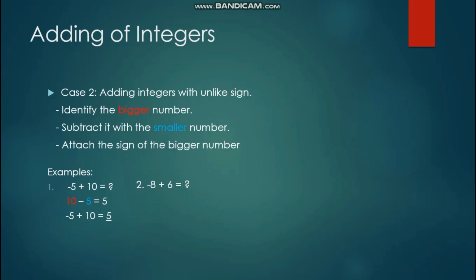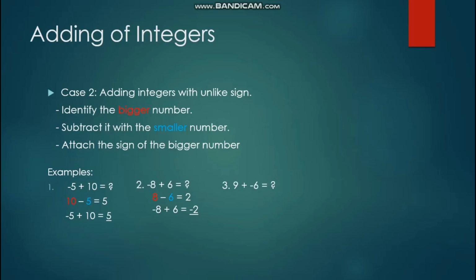Example number 2. Negative 8 plus 6. Ang bigger number natin dito is 8 and i-minus natin siya sa 6. 8 minus 6 is 2. And then, attach the sign of the bigger number. And since negative yung sign ng bigger number natin, ang final answer natin dito is negative 2.